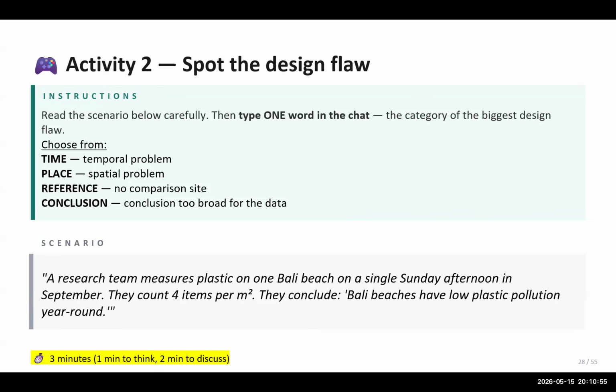When it comes to the spatial, the place is also a problem because one beach cannot represent all Bali. Bali has a lot of beaches, right? Beaches which are near the river, beaches maybe in more touristic areas, or maybe other beaches are not so close to the city. So they will have different load or concentration of plastic pollution. In the case of the reference, it is also a problem because they measured 4 items per square meter, but how do we know if this concentration is high or low? If we don't compare with a remote beach with no pollution, we cannot say anything about this number, right?